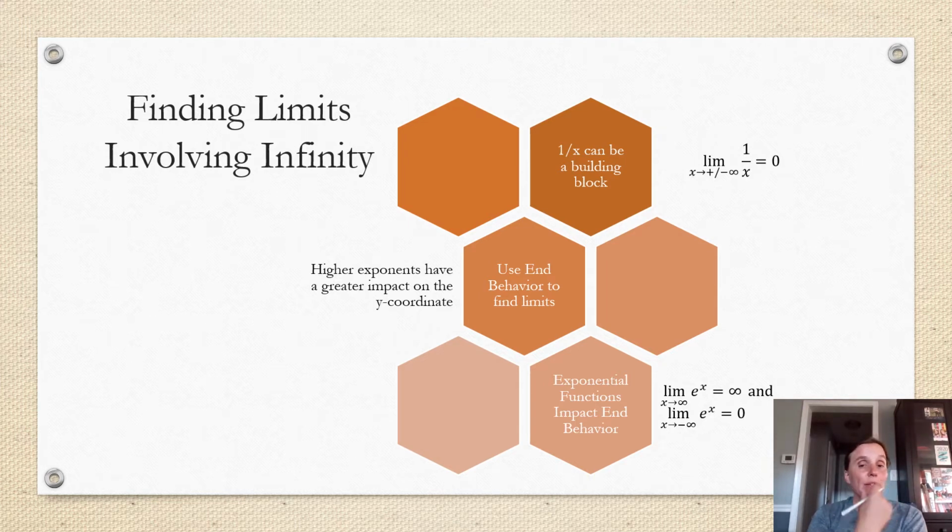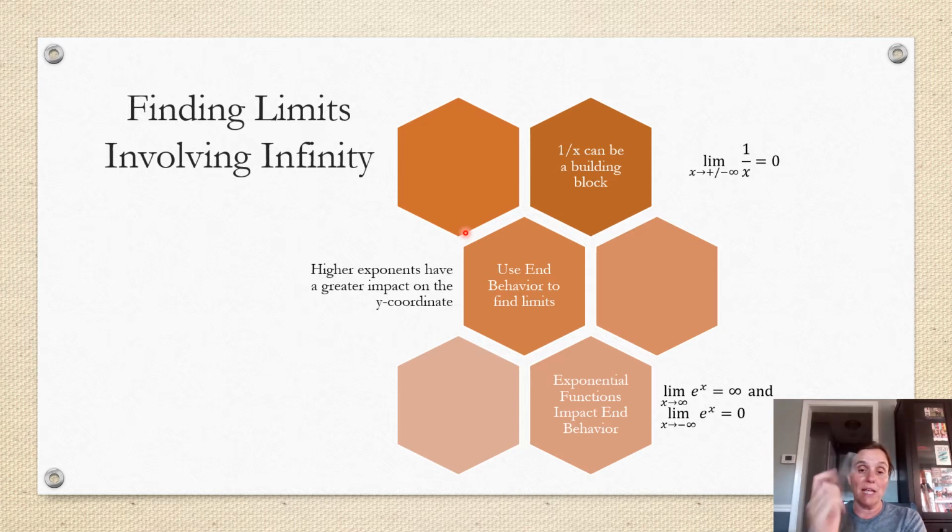Here are the tools that you can use to find limits that involve infinity. First of all, if you're going to either positive or negative infinity, then this holds true. 1 divided by a really giant number, whether it's positive or negative, is going to get closer and closer to 0. So this limit would be 0. So one tool you can use is 1 over x as a building block. Anytime I see a 1 over x, if I'm going to some kind of infinity, then that's going to be 0.